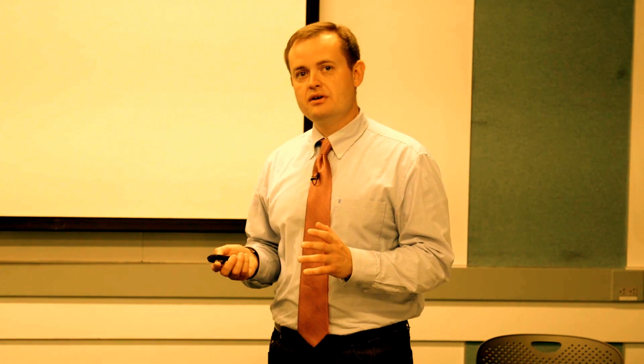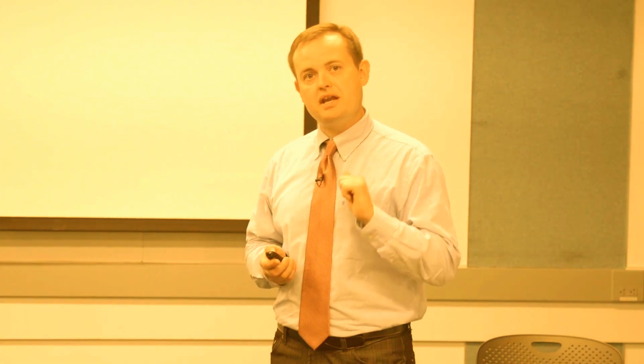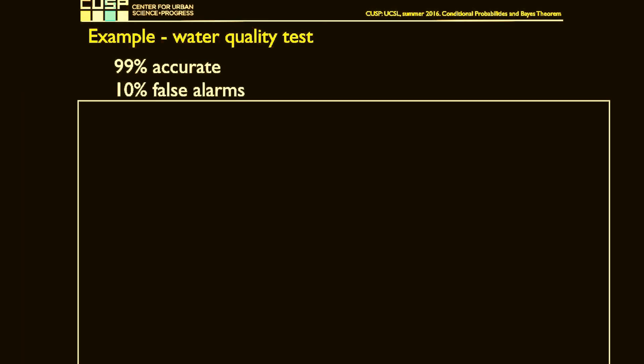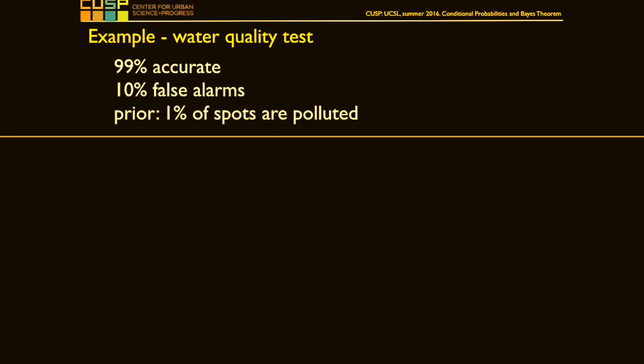Now with that, let's consider the following example. Say we are taking a water quality test. So we know that the test is 99% accurate, meaning that if the water is actually polluted, it will give you the red flag in 99% of cases. In 1% of cases, it might miss the pollution, actually. So it's 99% accurate. Also, let's assume we know that there are 10% of false alarms, meaning that if the sample is actually good, the test might tell you that it's bad in 10% of cases. And also, let us know that approximately 1% of all the spots we test are polluted.